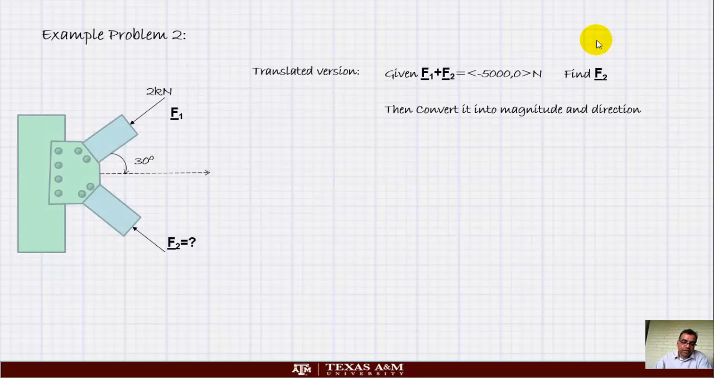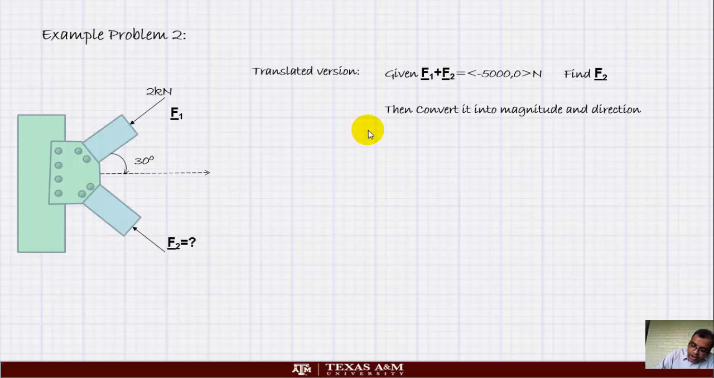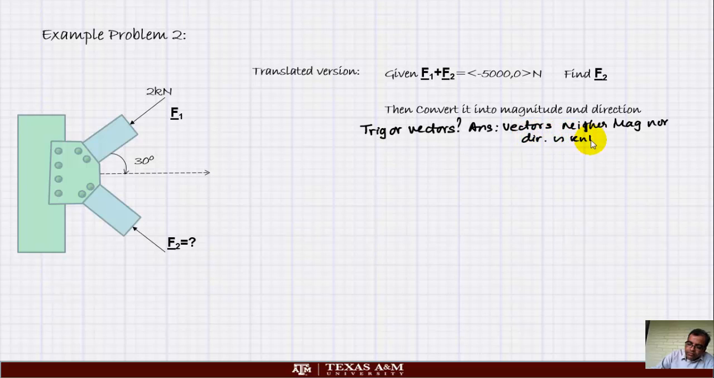Okay, so now our translated version, this is our symbolic version. Given F1 plus F2, find F2. That's an easy problem, right? Once I write it in the translated version, then the problem becomes fairly straightforward. So I have to decide whether I'm going to do this by trig or vectors. The answer is going to be vectors. You can also do it by trig, but we're going to do it by vectors because neither magnitude of force nor direction is known for F2. So when that happens, many times it's better to do it using vectors.